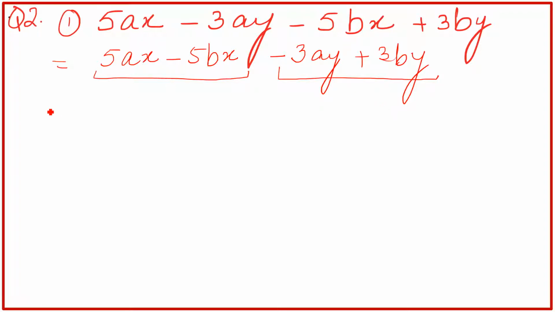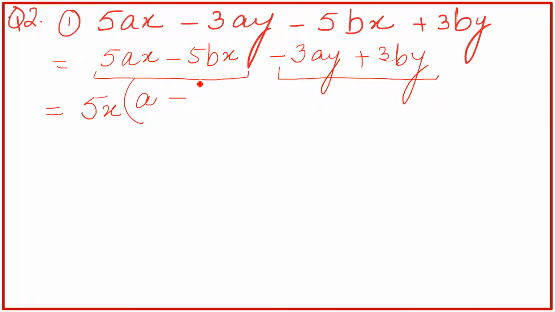So see what is common between these two. 5, yes. A is here, A is not here. X is here, X is here. Yes, we can take x as a common as well. But b is here, b is not here. Common means that the variable or any number should be present in all the terms. So we will take 5x as a common. What is remaining? Only a is remaining. So we can write a in the parenthesis.